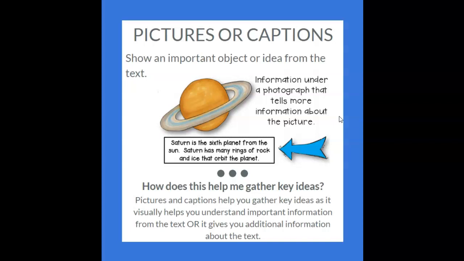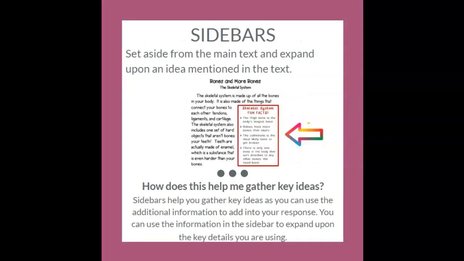The photo or the picture also lets me visualize what Saturn would look like, so I can use that picture to really help me understand and gather key information together about the writing piece. Okay, sidebars. Sidebars are set aside from the main text and expand upon an idea mentioned in the text. Okay, so this text is about bones and more bones.